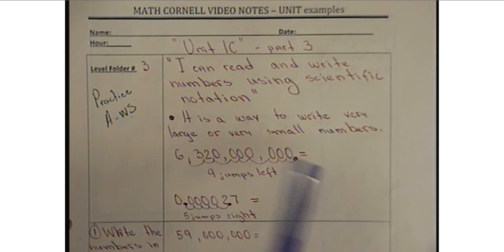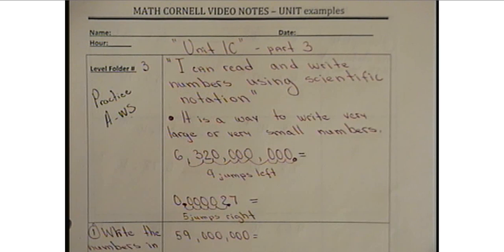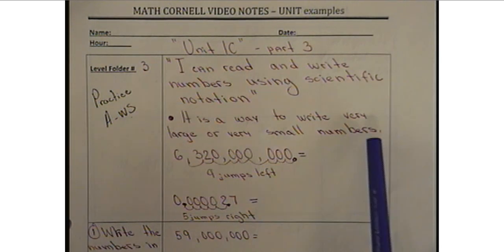Go ahead and write this down. That's what scientific notation is used for: to write very large or very small numbers.